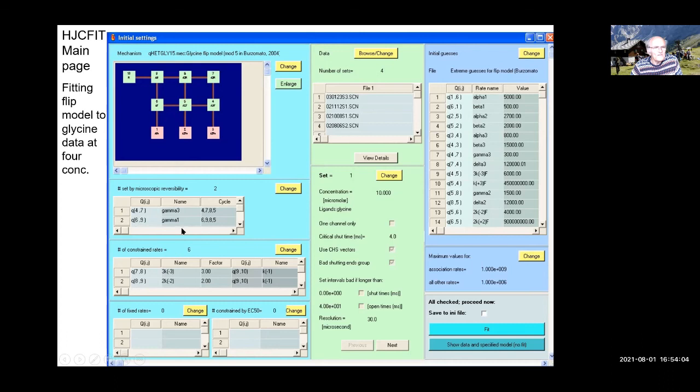These are two rate constants that are set by microscopic reversibility. You've got to say which ones are set by microscopic reversibility and how many there are. This is the number of constrained rates when you constrain one equilibrium constant to be the same as the next one. For example, for these, both the association rate constants are constrained to be the same, and the dissociation rate constants would be constrained to be the same. So there's six constrained rates already, which are specified there.